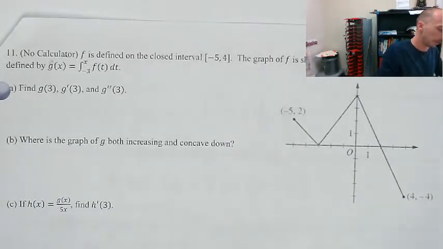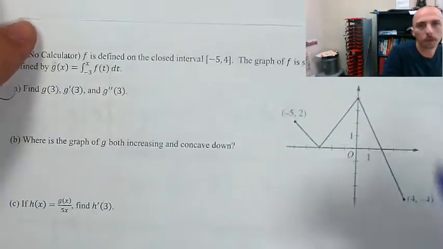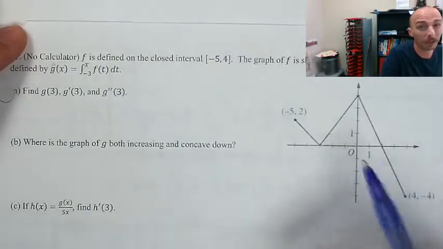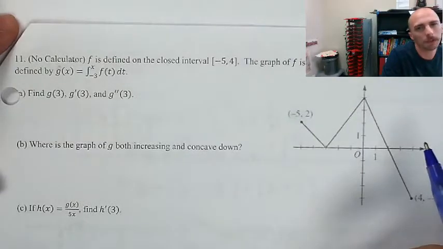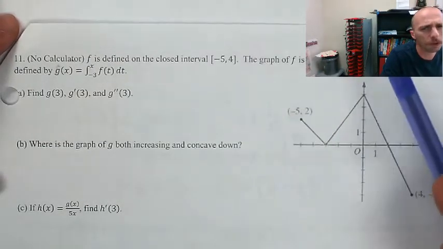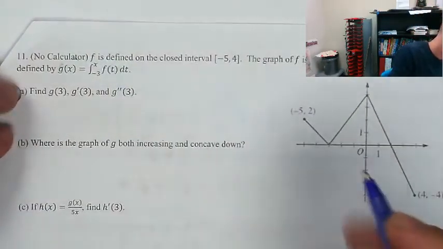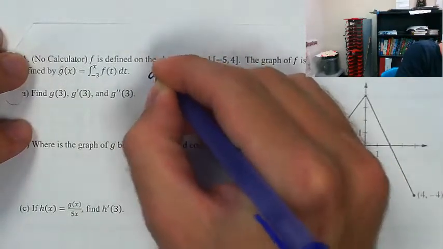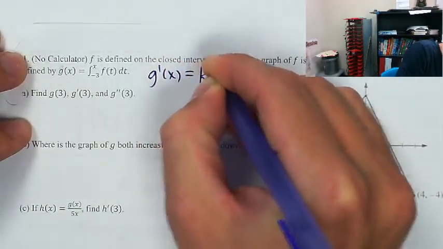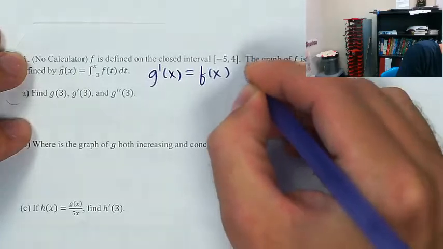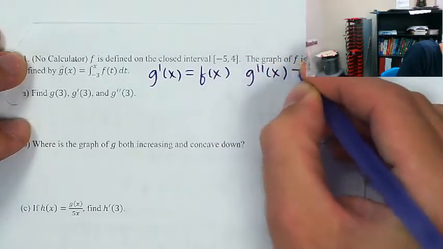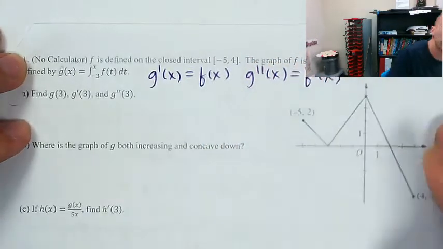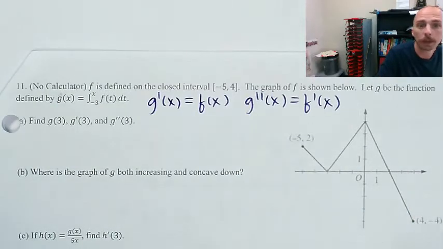Okay. The first thing I'm going to write down, if this was a free response problem, I might write it on every part, but for the most part, you're almost always going to just write it once. I know that g prime of x equals f of x, and therefore g double prime of x is going to be f prime of x, which is not something you can see, but now you can.